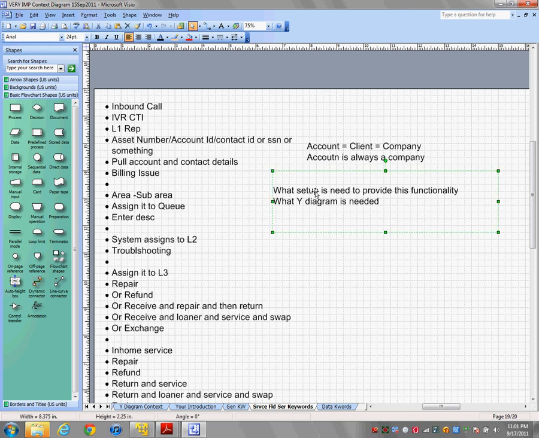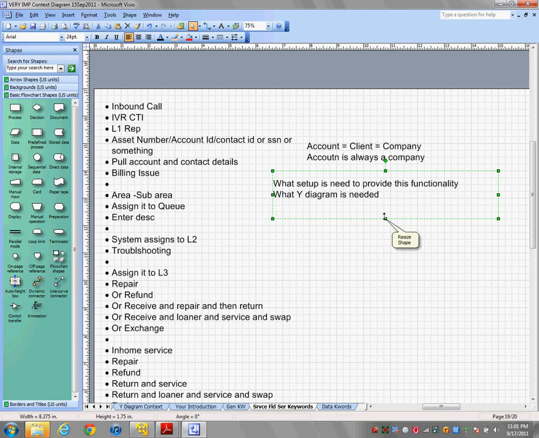We're going to discuss what setup is needed to provide this functionality with reference to CTI. Because you guys understand it, that's why I'm taking CTI. It's related to his project as well, but we will extrapolate this and take it to another level. So when a customer calls, let's first think how a PBX system works.